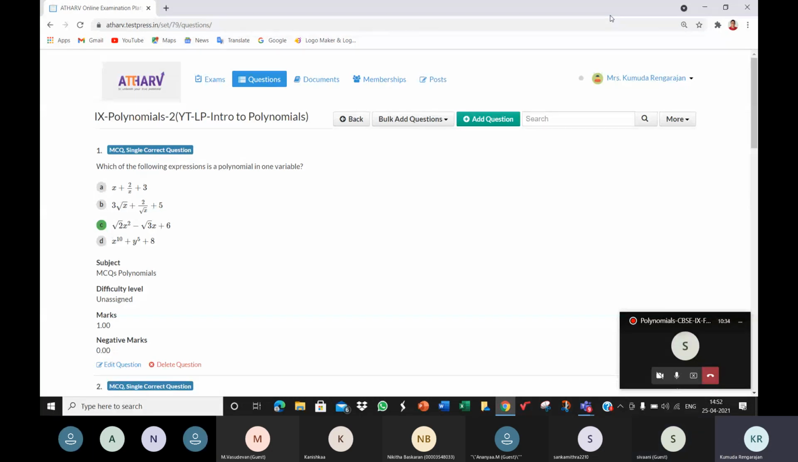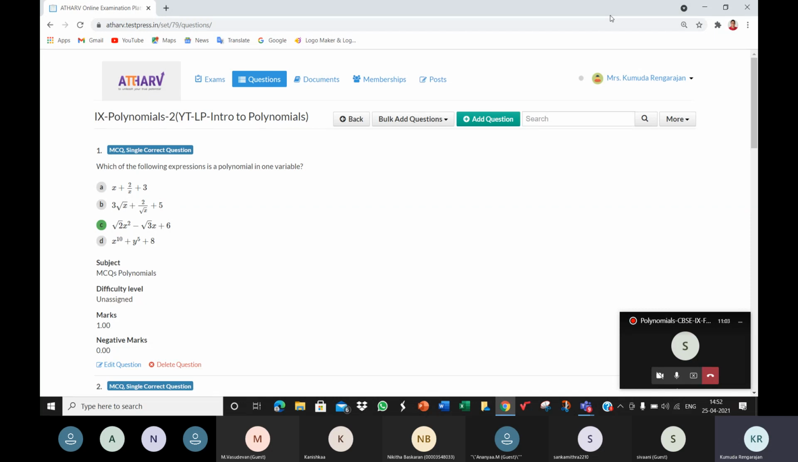All right, children. So the first one, which of the following expressions is a polynomial in one variable? Let's see the first option: x plus 2 by x. In 2 by x, x is in the denominator. So when you bring that x up to the numerator, it will be 2x to the power minus 1.